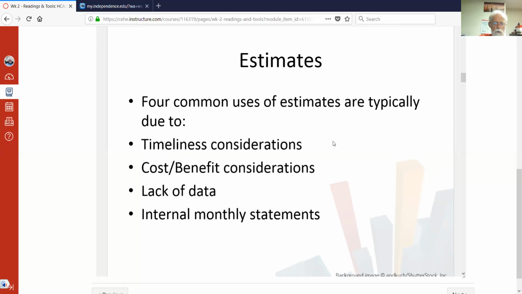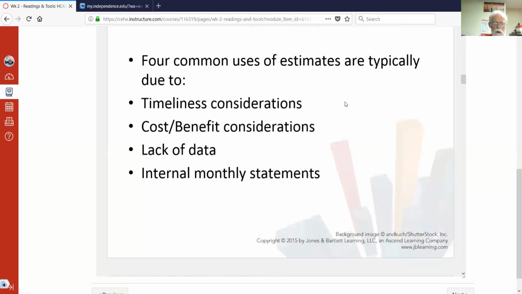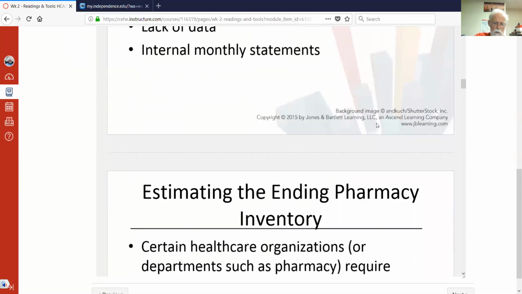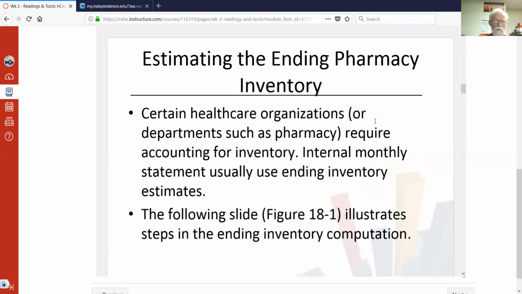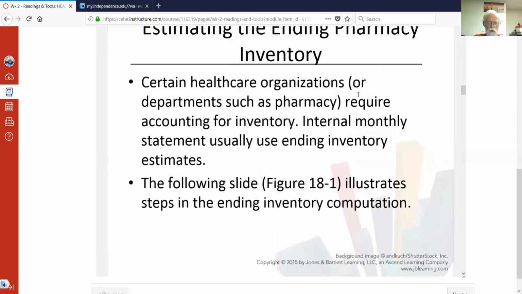However, estimates are generally done because somebody needs an answer quickly. Is this a good idea? This is my best estimate. We don't have enough data. We are looking at the benefit and cost of various things. Pharmacy is one of those.